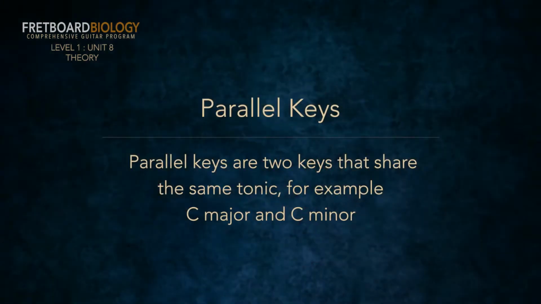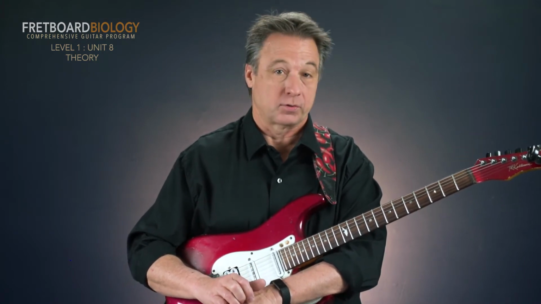In this unit, we learn about parallel keys and relative keys. Here are their definitions, plus the definition of modulation. Parallel keys are two keys that share the same tonic. For example, C major and C minor. Obviously, these two scales sound very different, but they do share the same tonic or tonal center.